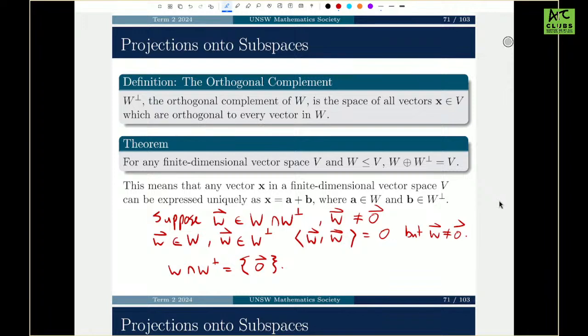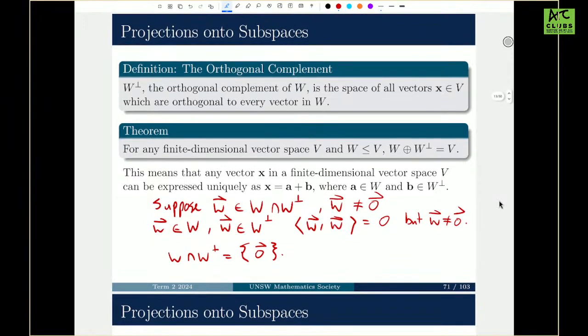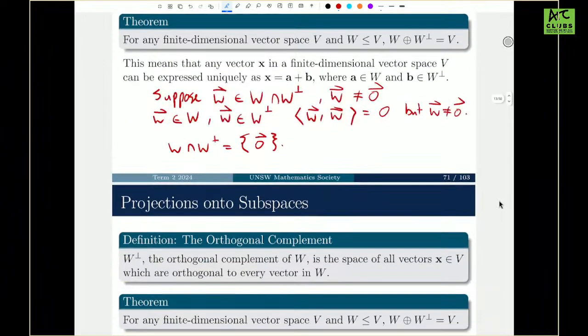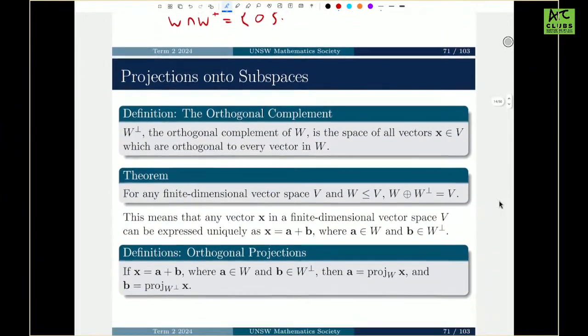Sweet. And what this means is that if we take any vector x in some finite dimension vector space V, then you can decompose the vector into some component belonging to the subspace W, and some component belonging to the orthogonal complement of W. So, yeah, now we can look at orthogonal projections.